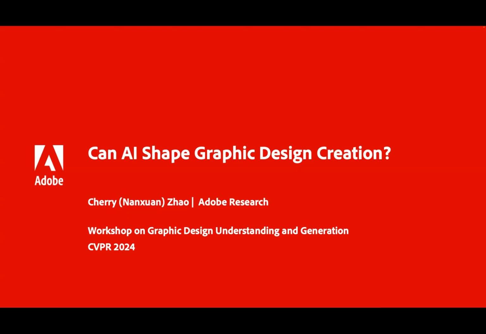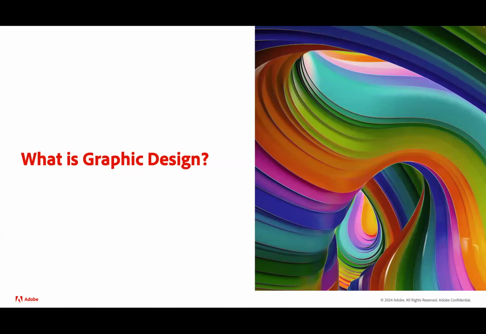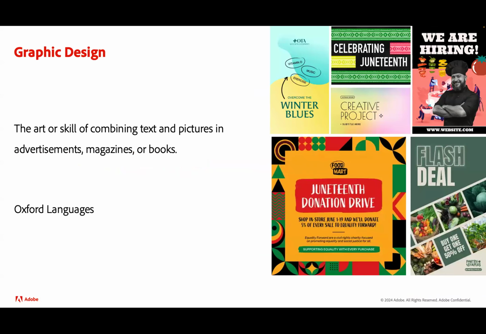Hi everyone, Cherry from Google Research. Today I'd like to share about how AI shapes graphic design creation. Since I'm from Adobe, everyone knows AI is artificial intelligence, not Adobe Illustrator. I'd like to start with a definition of graphic design. So what is graphic design? According to the Oxford Languages definition, it is the art or skill of combining text and pictures in advertisements, magazines, or books. But from my understanding, that's not really enough for this concept. It's not limited to advertisements, magazines, or books. The slide I'm showing is also a graphic design. And when you go shopping online, you will also see banners and graphic designs. So it's a broad concept rather than just advertisements.